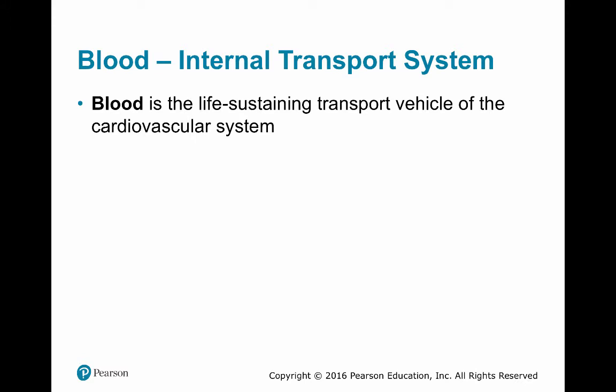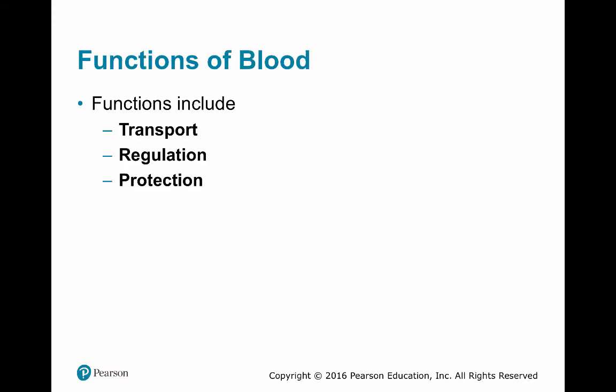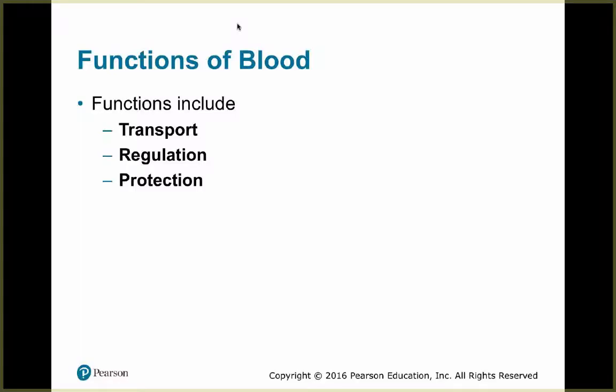So in order for us to truly understand how the body functions, we kind of need to understand blood a little bit. Now, blood has three major functions. It functions in transporting, regulation, and protection. And each one of these is going to have a few parts to it. So the very first thing we want to look at is transport.